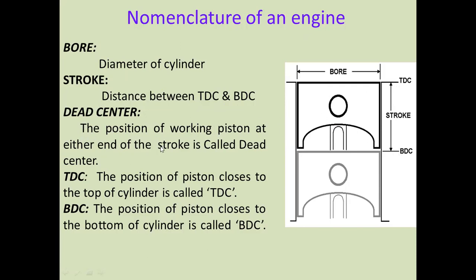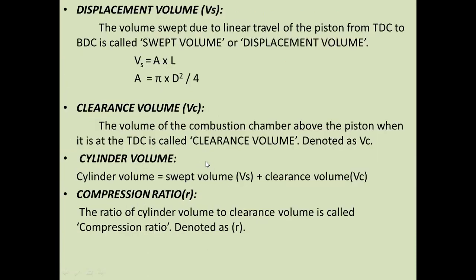Next, we can see the dead centers. When the piston is placed at the top of the cylinder, that is top dead center. If the piston is placed at the bottom of the cylinder, that is bottom dead center. So in the next slide, we can discuss the displacement volume. Generally, the volume swept due to the linear travel of the piston from top dead center to bottom dead center is called swept volume or displacement volume. So V_s is equal to area into length, where the area is pi d square by 4.